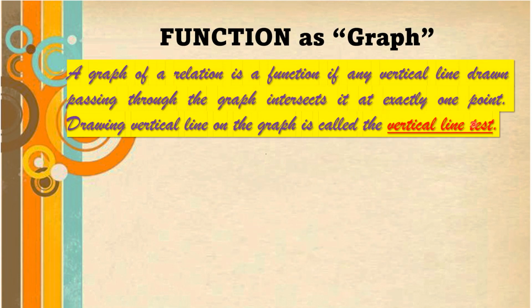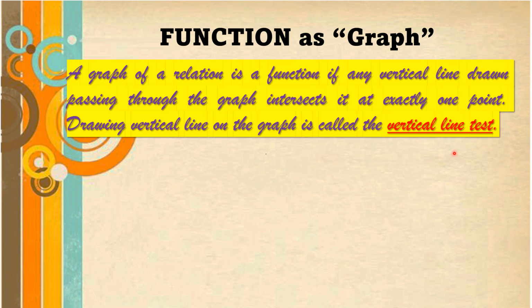Now, let's proceed with function as graph. A graph of a relation is a function if any vertical line drawn passing through the graph intersects it at exactly one point. The drawing of a vertical line on the graph is called the vertical line test.